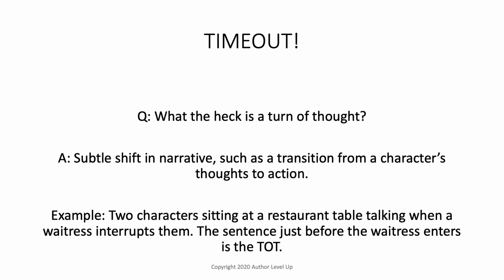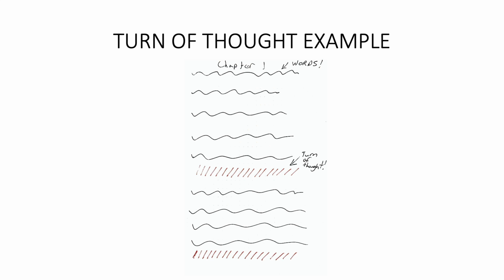Now, if you still need another example, let's visualize it. Okay, so I just drew this. Don't make fun of my artwork here. So we have a chapter. This is a printed page of a book. We have a chapter, and we've got words here that are the black lines, and then we've got a turn of thought that divides them in the middle. Those are the red lines. The red lines are a character coming to a conclusion, and then something happens.